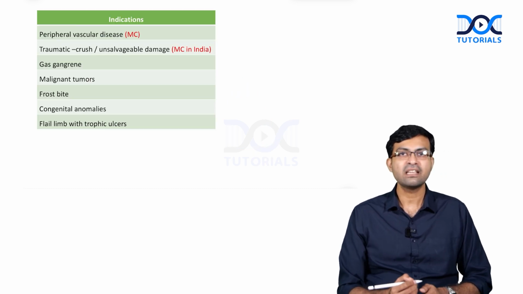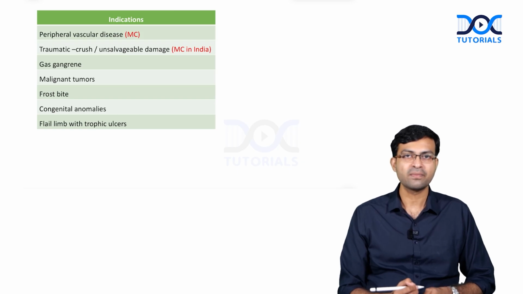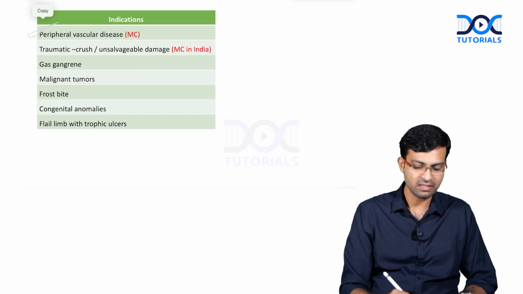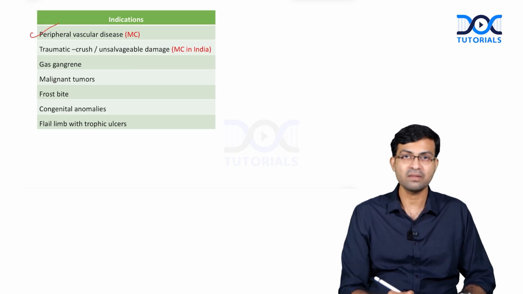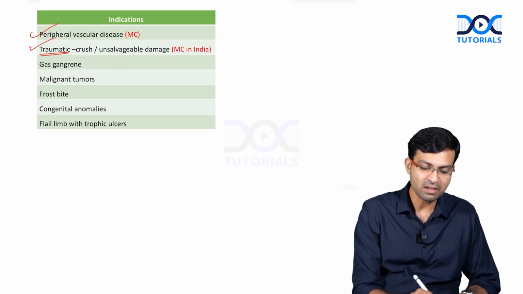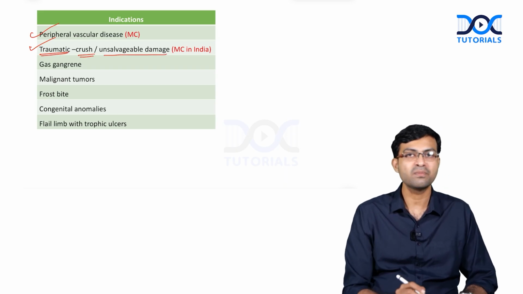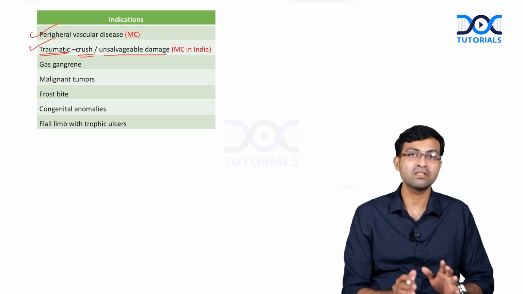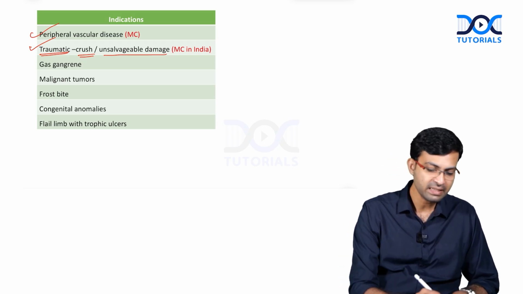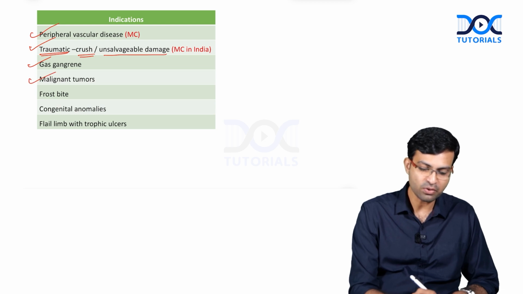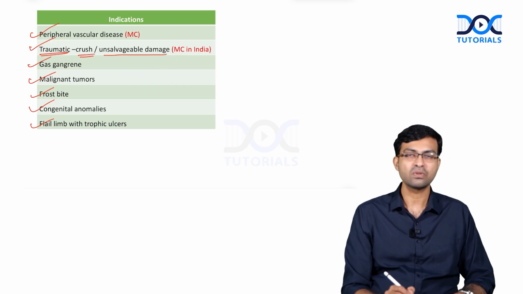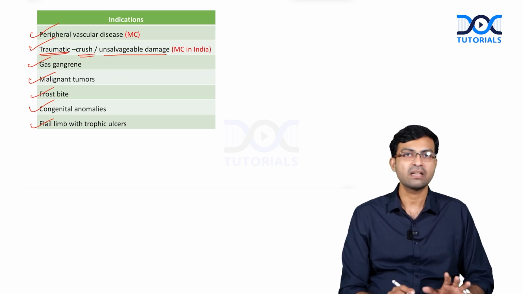Okay, what are the indications of amputations or disarticulations? Most common indication worldwide is peripheral vascular disease, because of ischemia. This is the most common cause. Second, in India, the most common cause is traumatic, either because of a crush injury or unsalvageable damage because of an RTA or something like that. This is the most common cause in India. In Western countries and in the whole world, it is PVD. Okay. Then gas gangrene is an indication, malignant tumors, frostbite, congenital anomalies, and flail limb with trophic ulcers. So these are all indications of amputation.